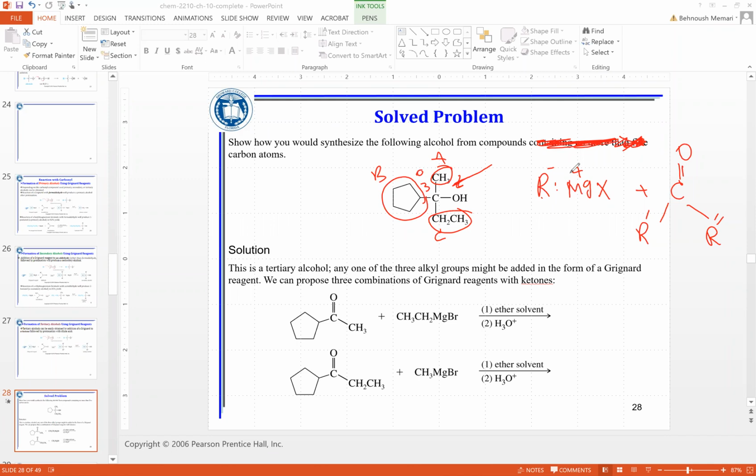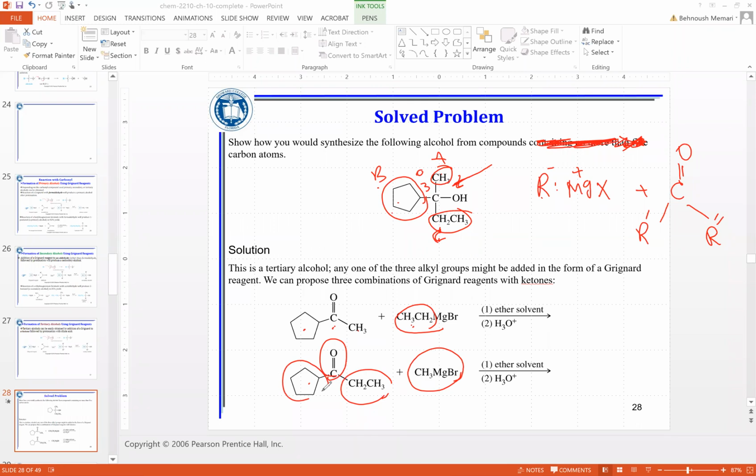So in this first proposal, we are using C, which is the ethyl group, coming from the Grignard. And if ethyl comes from the Grignard, then methyl and cyclopentyl must come from the ketone. So you have the C=O attached to methyl and cyclopentyl. If you choose A coming from the Grignard, then B and C should come from the ketone. That means the C=O should have a cyclopentyl attached and an ethyl group attached.